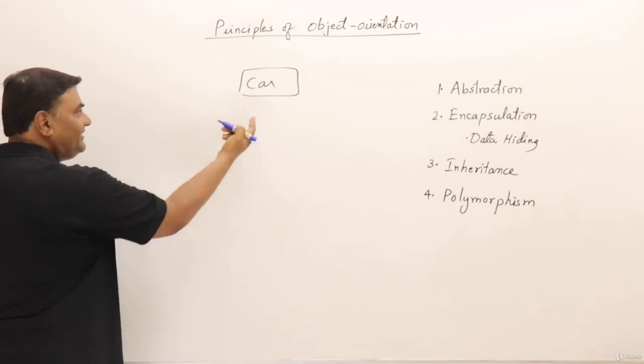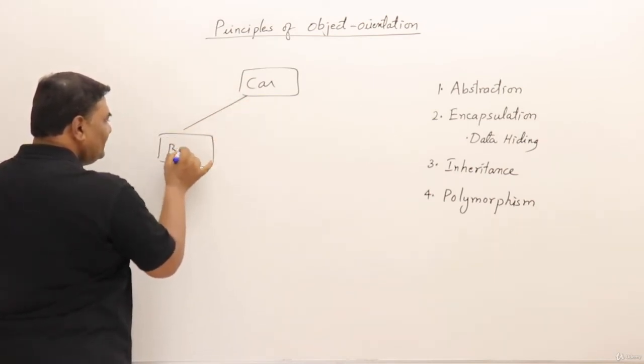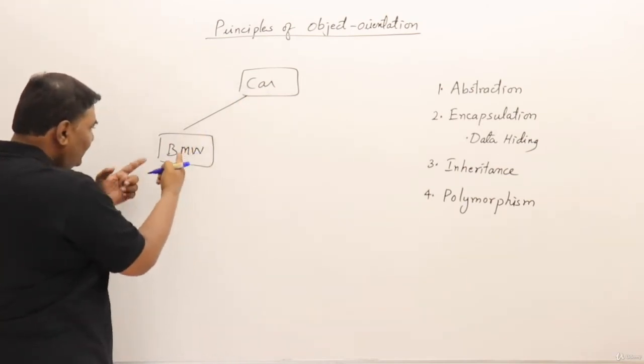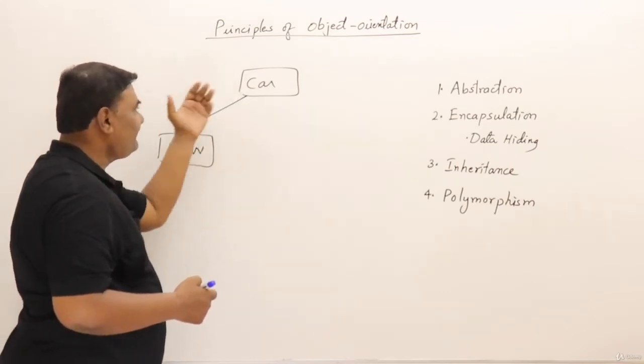Yes, here we have written a class for car. Then from that car we have BMW. So BMW is a car. What all you find in the car is available here. So this is inheriting from car.